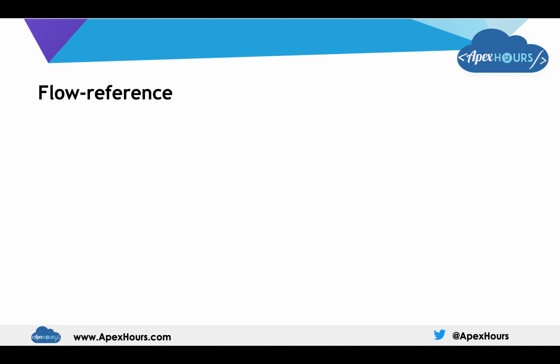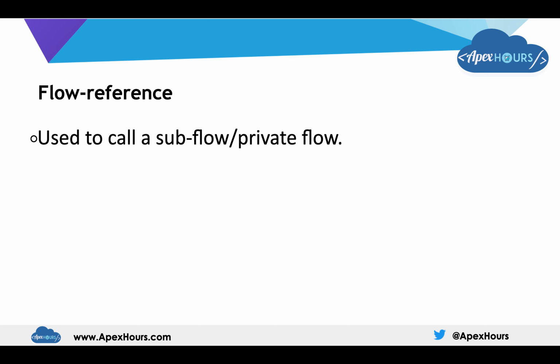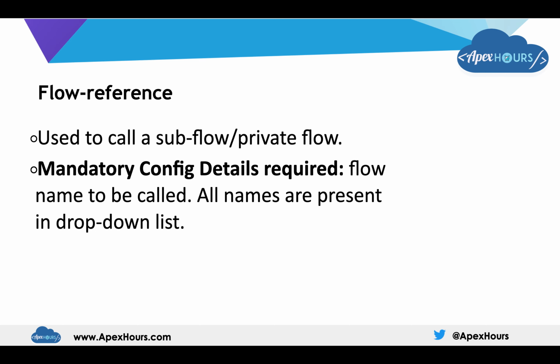Okay, without wasting time, let's discuss the flow reference. In our previous session on developing APIs, we have seen three kinds of flows: the normal main flow, the private flow and the subflow. When discussing private flow and subflow, I told you that the way we connect to them is by using the flow reference connector. That's why we say it is used to call a subflow and private flow. What are the mandatory configuration details required? I told you everything is configuration here in MuleSoft.